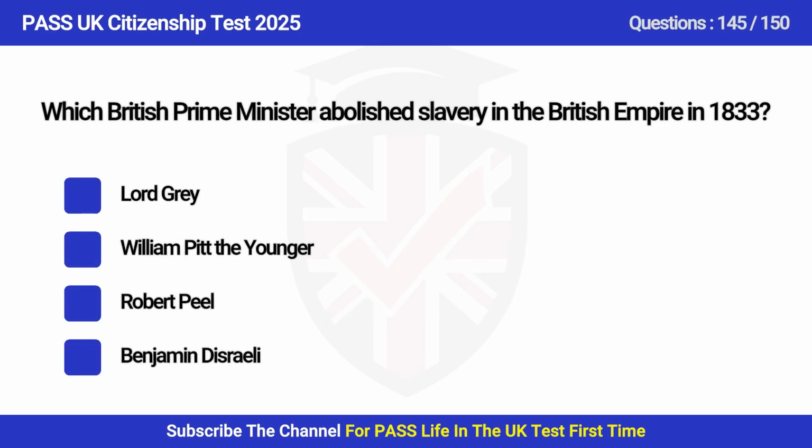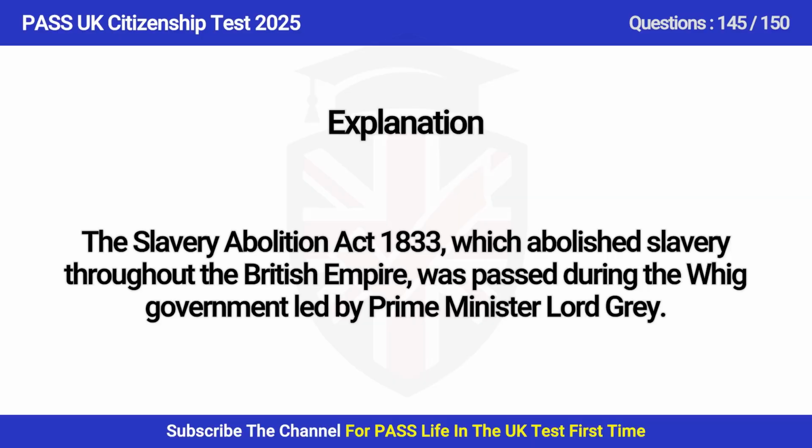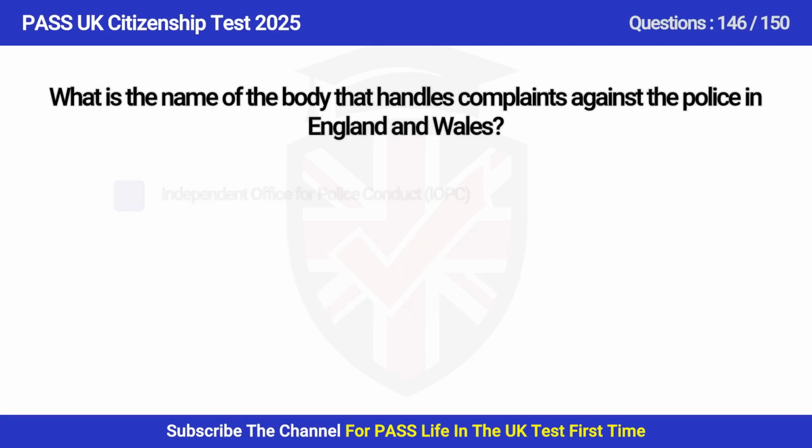Question 145. Which British Prime Minister abolished slavery in the British Empire in 1833? A. Lord Grey. B. William Pitt the Younger. C. Robert Peel. D. Benjamin. Answer is A. Lord Grey. The Slavery Abolition Act 1833, which abolished slavery throughout the British Empire, was passed during the Whig government led by Prime Minister Lord Grey.